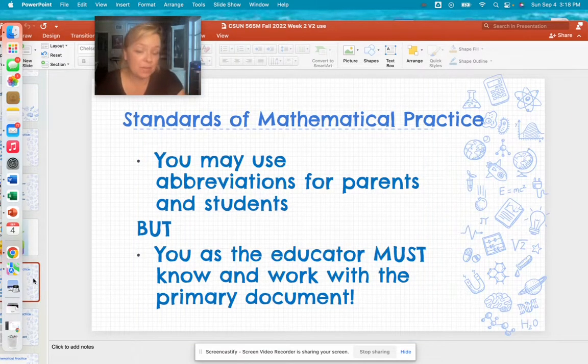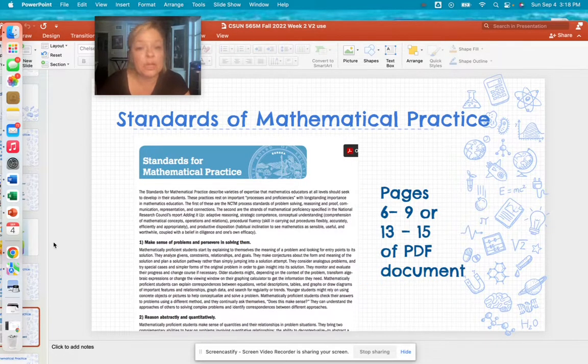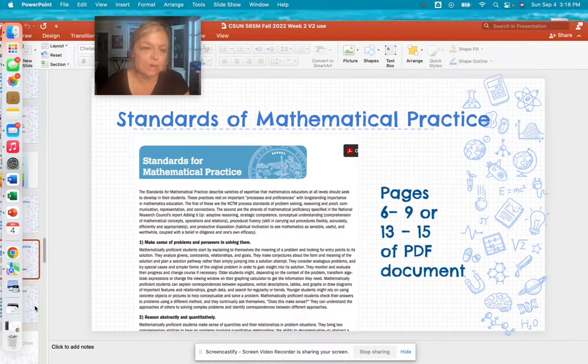So you may use abbreviations for parents and students, but you as the educator must know and work with the primary document. So we're going to go into the Common Core State Standards using the link in Canvas, and you're going to read pages 6 or 9 or 13 to 15 of the PDF document. It just says the page says 6, but it's actually page 13 of the document, so I don't know how they numbered it. So I want you to read the 8 mathematical practices. Think about those as habits of mind, behaviors we want to grow in young people.